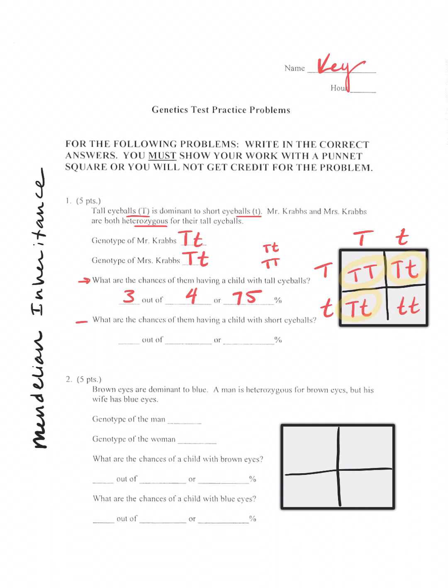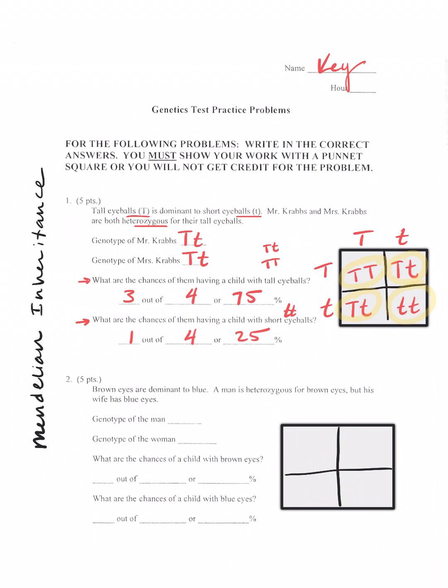The next question says, what are the chances of them having a child with short eyeballs? Remember that short eyeballs are the recessive trait. And so in order for something to have short eyeballs, it has to have 2 copies of the recessive allele. So the genotype would be lowercase t, lowercase t. And so here we're looking for just this individual, lowercase t, lowercase t. That means there's only 1 out of the 4 offspring that have a chance of having short eyeballs. And that means it's 25%.